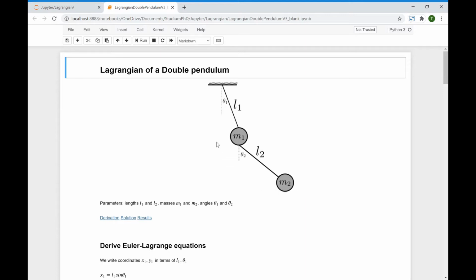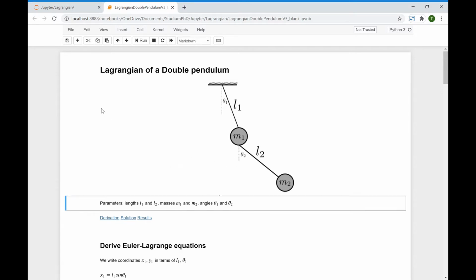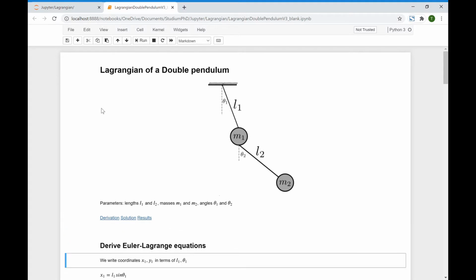The inclination angle of truss 1 we define as θ1. The inclination angle of truss 2 we define as θ2. So let's first derive the Euler-Lagrange equations.